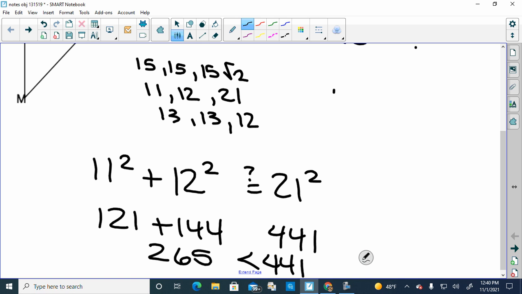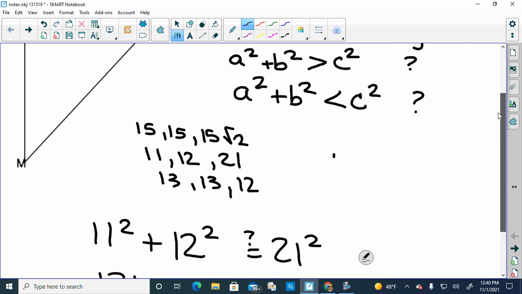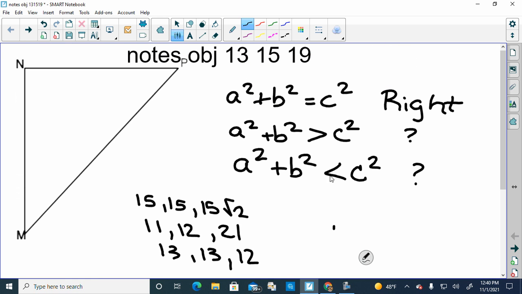Okay, so when you go back up to your formulas, which I know you have on your paper, but this is just for those that aren't here today. When we go back up here, we're talking about this one right here because the c squared was bigger. So if this side, looking at this right triangle, gets bigger, what does it do to that angle? It widens it out. So it makes it what type of triangle? Obtuse. Does that make sense?